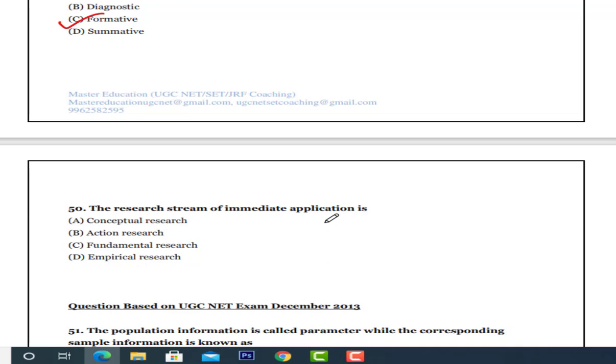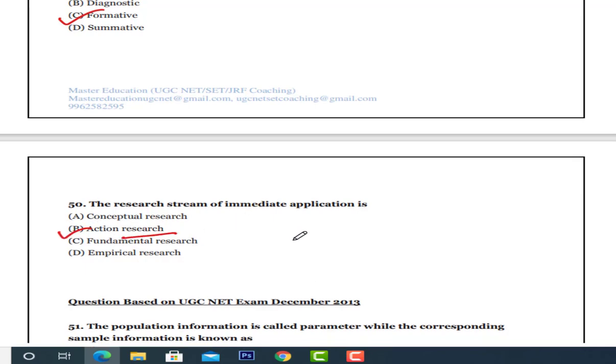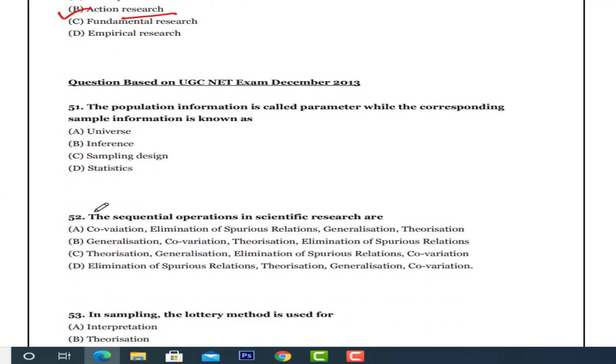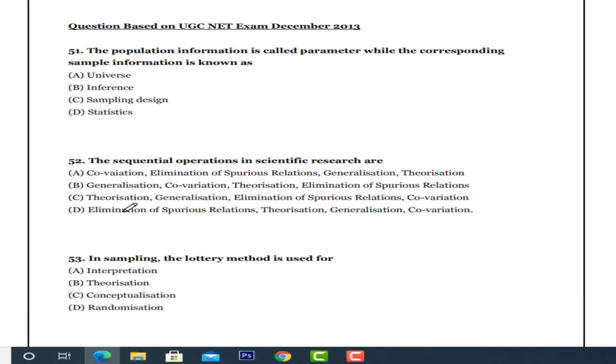The next question. The research stream of immediate application. If you want to solve a problem immediately, then I have to apply action research. That is the correct one.